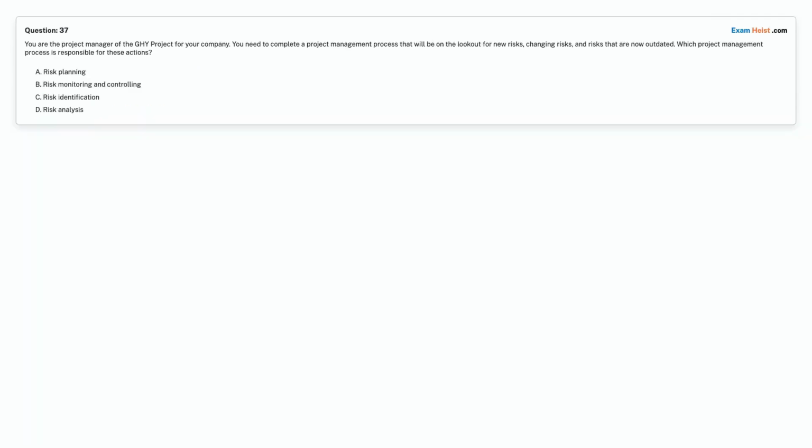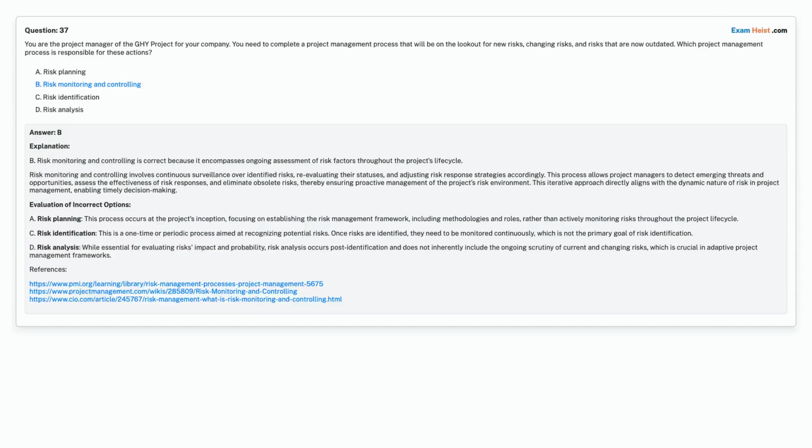Question 37. You are the project manager of the GETI project for your company. You need to complete a project management process that will be on the lookout for new risks, changing risks, and risks that are now outdated. Which project management process is responsible for these actions? Option A. Risk planning. Option B. Risk monitoring and controlling. Option C. Risk identification. Option D. Risk analysis. Choose the correct answer. Correct answer is Option B. Risk monitoring and controlling.